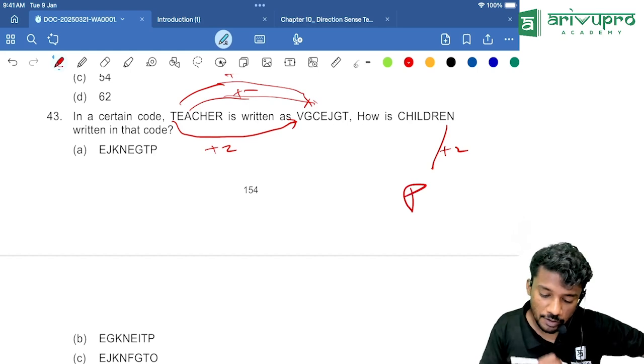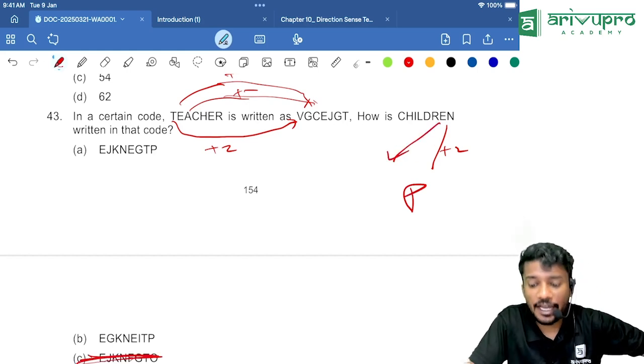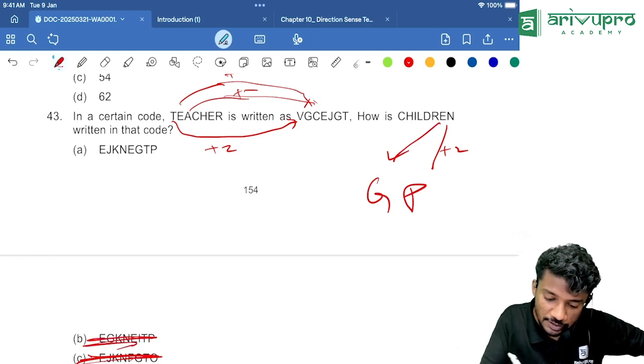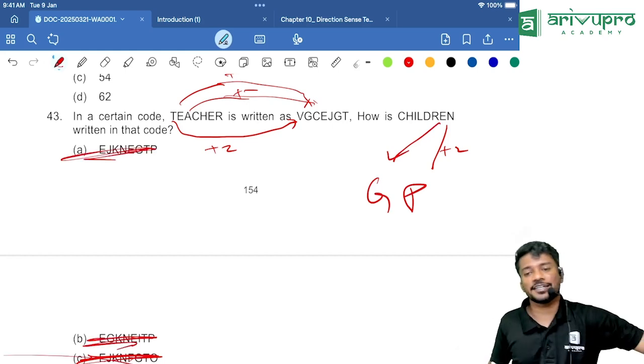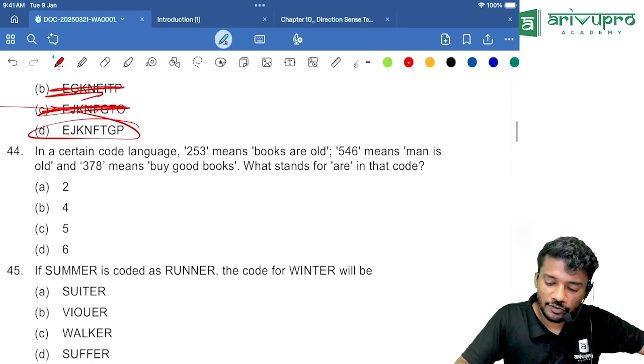O, P. Which one is giving P? We can ignore it. E plus 2 is how much? FG. We can ignore this. Ignore this. Answer is option D. Okay? Got the point? Yes. Next one. Can you find it?